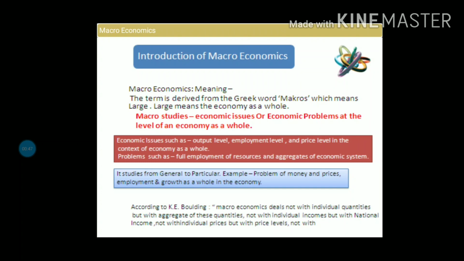You must be clear in your mind that when we deal with macroeconomics, it means we deal with the aggregates: aggregate demand, aggregate supply, determination of income and output in the national economy, balance of payments, and the like. According to K.E. Boulding, macroeconomics deals not with individual quantities, but with aggregates of these quantities, not with individual income, but with national income, not with individual prices, but with general price levels, and so on.